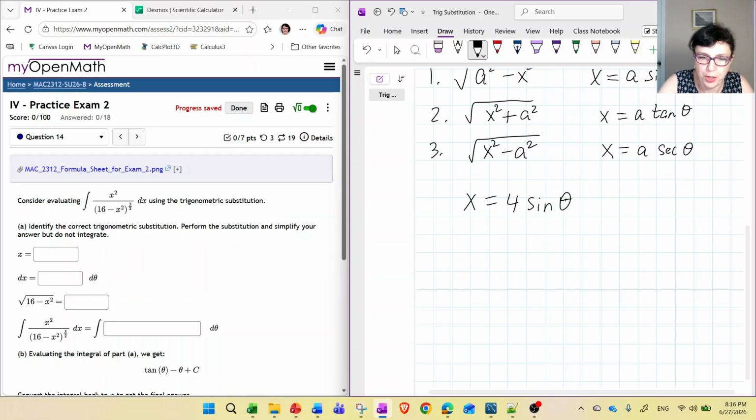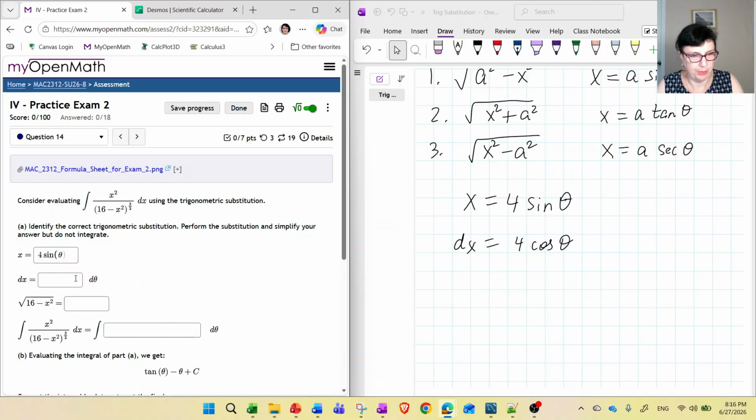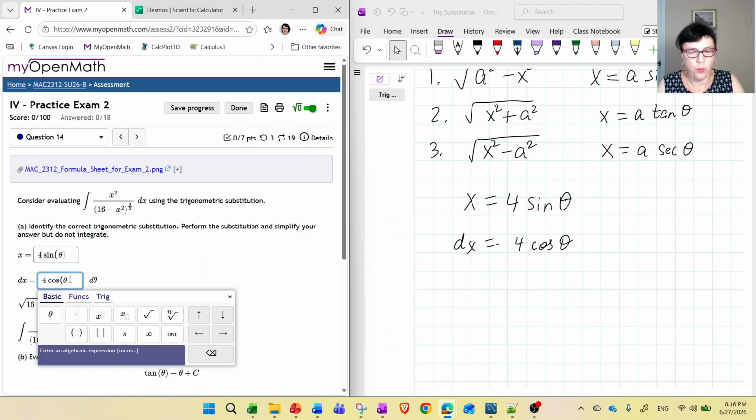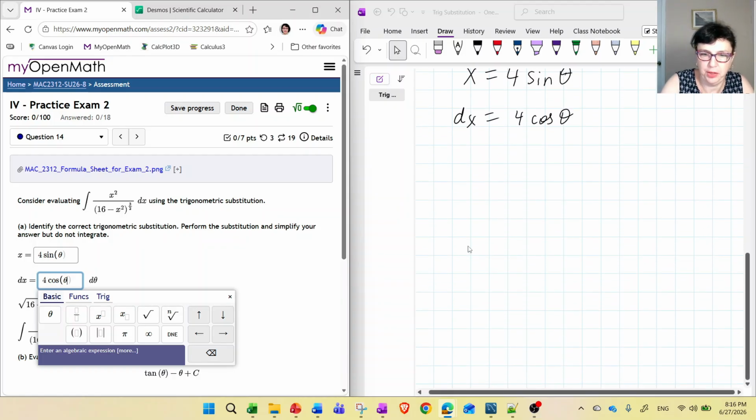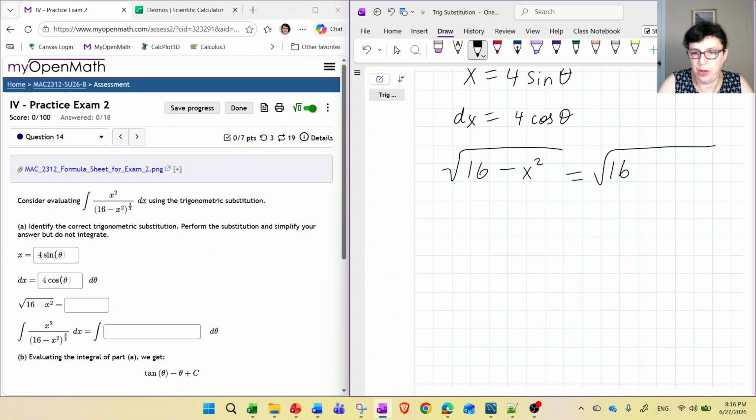Okay, what is dx? Well, that's 4 cosine theta. All right, so everybody remembers that sine becomes cosine. What about the root? Okay, so let's deal with that. Why is this substitution going to work? Because when you square your x, which is 4 sine theta, 4 is squared, that's 16, and sine is squared, that's sine squared.